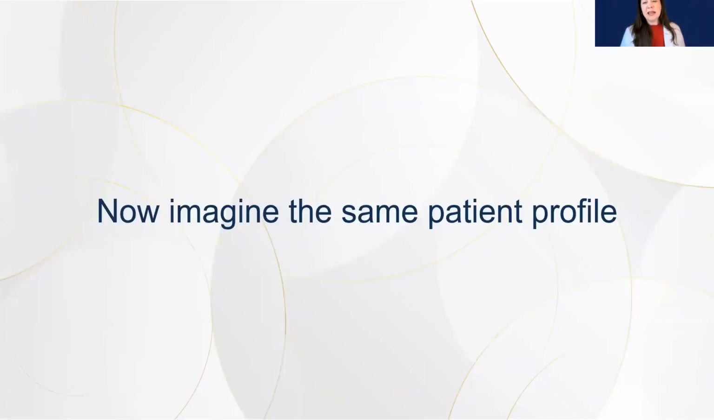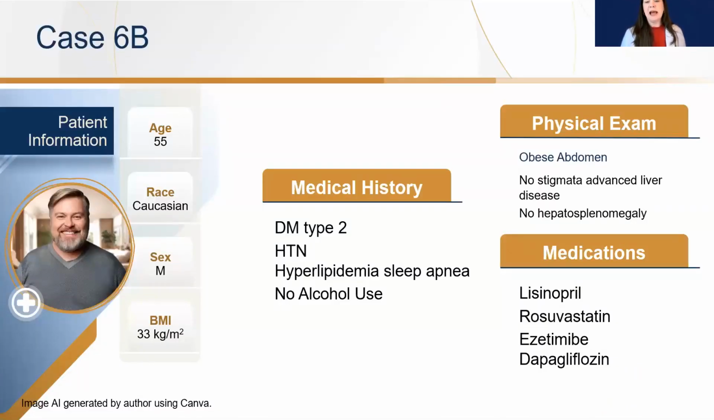So now let's think about this same patient profile, but we're going to have a little bit different labs. So again, we've got Sam, 55, male, Caucasian, overweight, history of type 2 diabetes, high blood pressure, hyperlipidemia, sleep apnea. Again, all of those metabolic disorders that make us more concerned about development of MASH and cirrhosis from MASH.